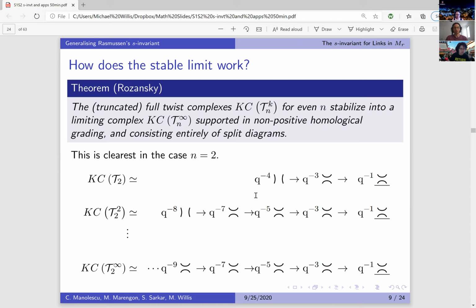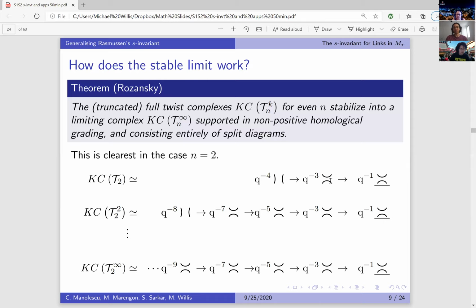And thus there's a rigorous way to say you're taking some kind of stable limit of truncated complexes and building this limiting complex that is built entirely out of what I would call split diagrams. Split here means any strand that starts on the bottom also ends on the bottom. Or to put it another way, there's a gap in the picture. And this gap is what's very important. You see, the gap is what lets the black strand pass through the blue strand.